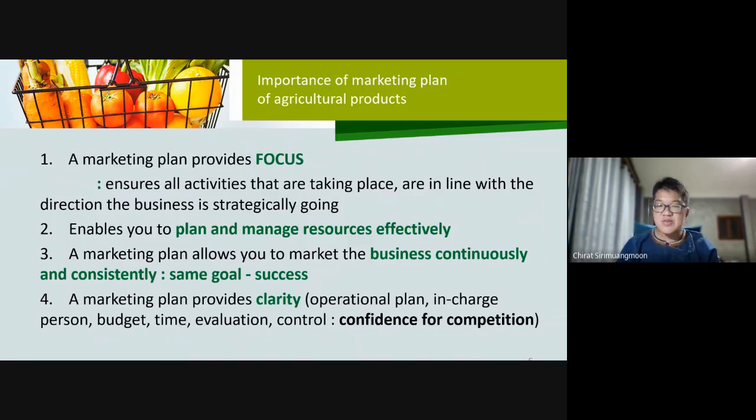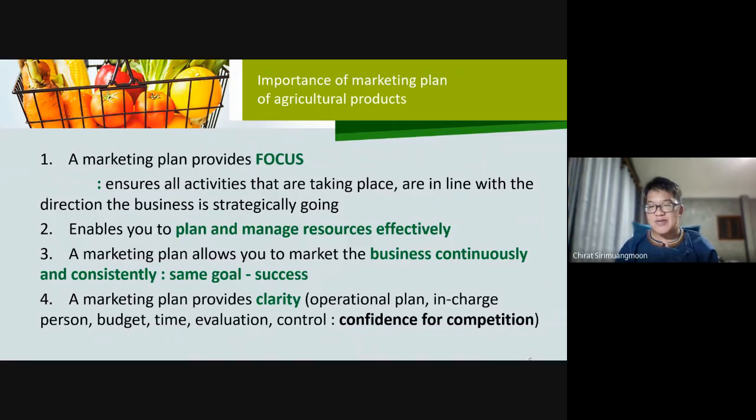Second one, enable you to plan and manage resource effectively. So I just talked to you 2 slides ago that is we don't have enough resources. So you need to make sure that you use the resource effectively. So this is the tools or in terms of marketing plan, it's going to help you to do this one effectively. Third one, marketing plans allow you to market the business continuously and consistency.